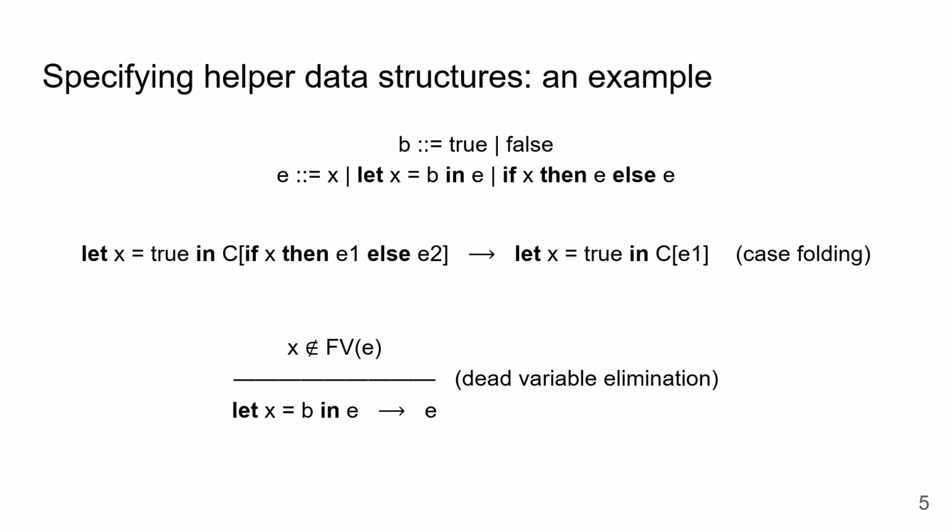Consider the following toy object language, containing let bindings and an if-then-else construct that scrutinizes variables. And suppose we're writing an optimizer that can perform these two transformations. A case-folding transformation that folds if-then-else expressions down to the proper branch if we know that the variable being scrutinized is bound to a Boolean literal, and a dead variable elimination transformation that removes let bindings for unused variables. Each of these transformations requires its own custom helper data structure in order to be implemented efficiently.